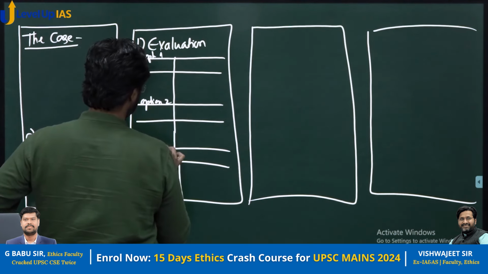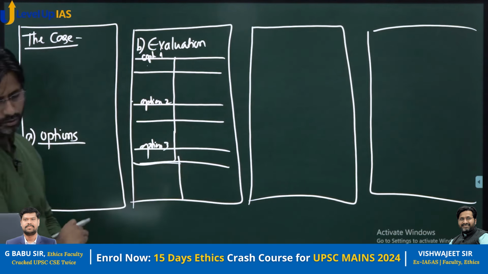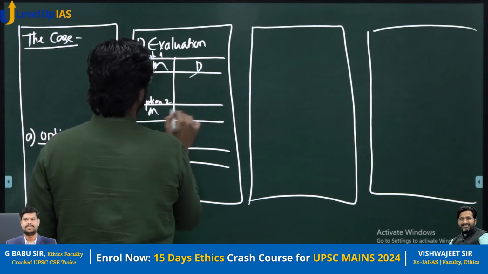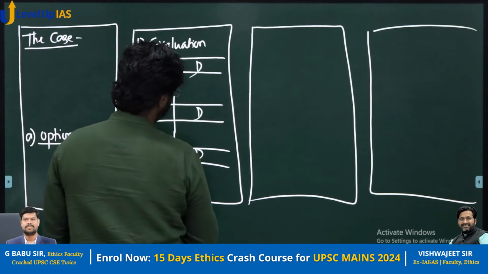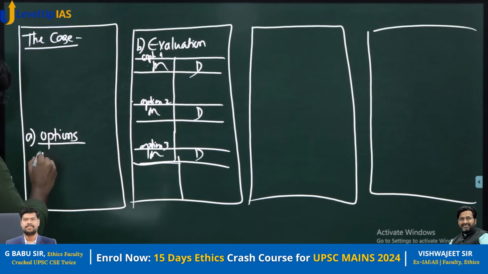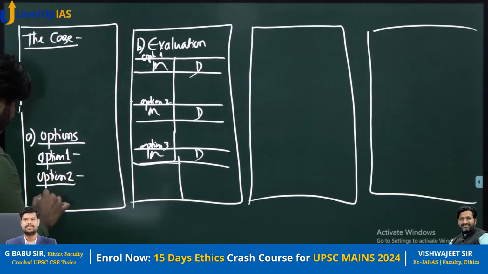Three options are there. This is a major part where you can clearly show your understanding, and this is merit, demerit, merit, demerit, merit, demerit. You can write option 1, option 2 because you already mentioned option 1. You name it like this: option 1, option 2. You have to just define it. What is option 3?